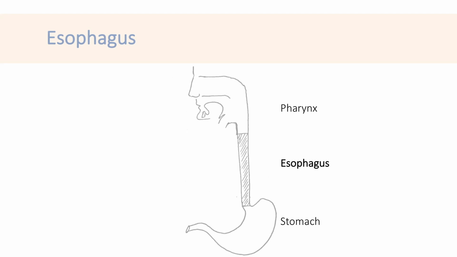Esophagus is a 25 centimeters long tubular structure which helps in passage of food from pharynx to stomach. It begins in the neck, extends through the superior and posterior mediastinum, and ends in the abdomen where it continues as stomach. Usually the lumen is collapsed except when the food is passing through it.